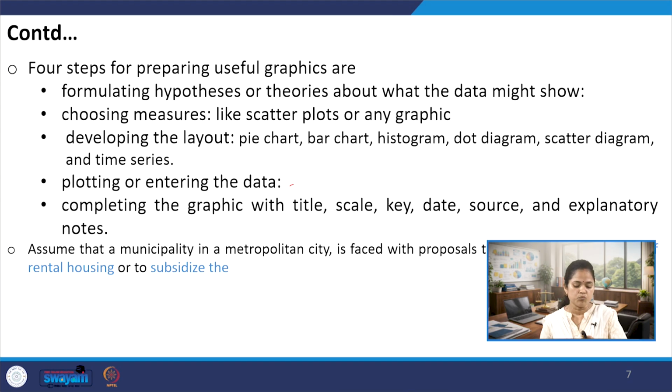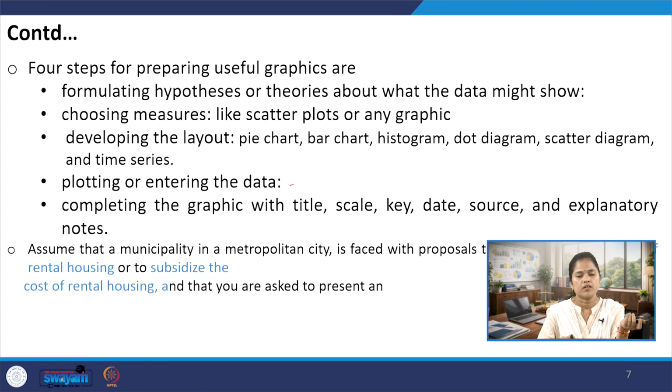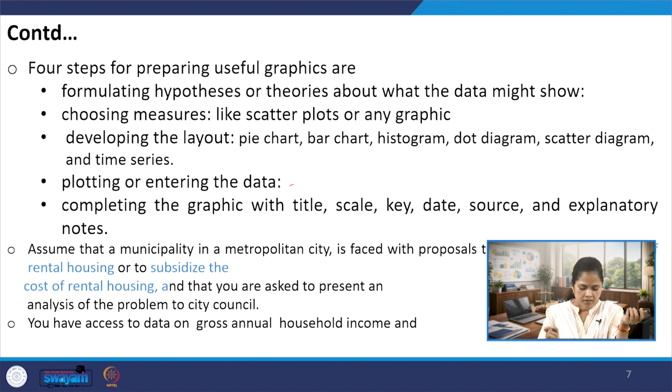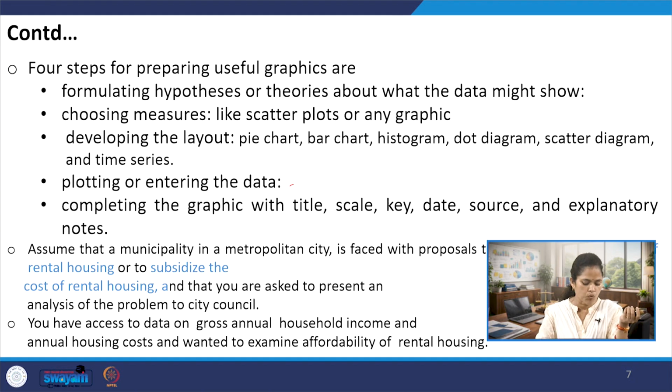Let's say that there is a municipality in a metropolitan city, and that municipality is facing a proposal to increase the availability of rental houses, or to subsidize the cost of rental housing. Okay, and as an analyst, you are asked to present a policy analysis of this problem of housing to, let's say, the municipal council or city council. Okay, and before presentation you also access the data on gross annual household income and annual housing cost, and wanted to examine the affordability of rental housing in that metropolitan city.